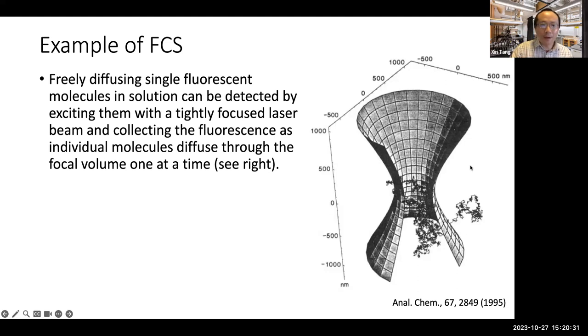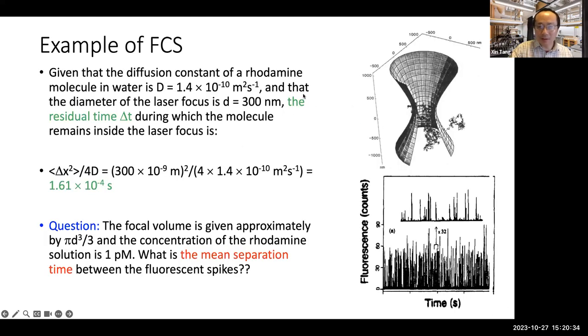Okay. Now in that experiment, first we can do the calibration. We can have one molecule. We can let the solution be very, very diluted.